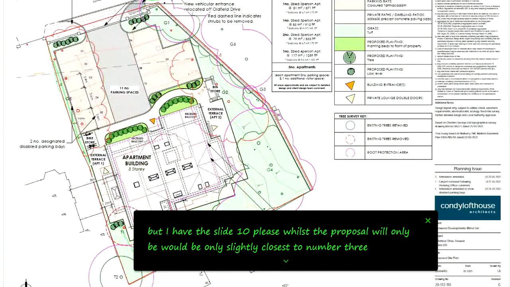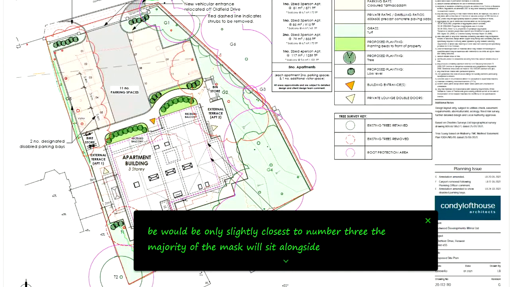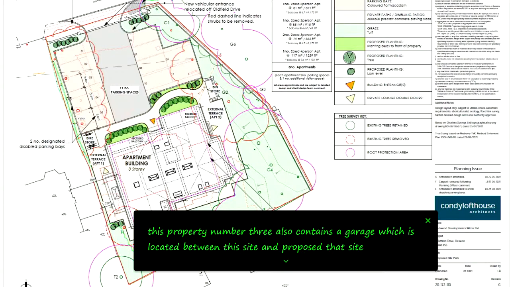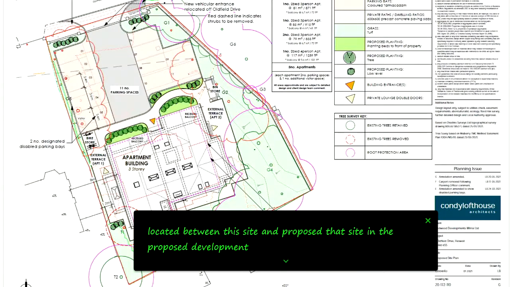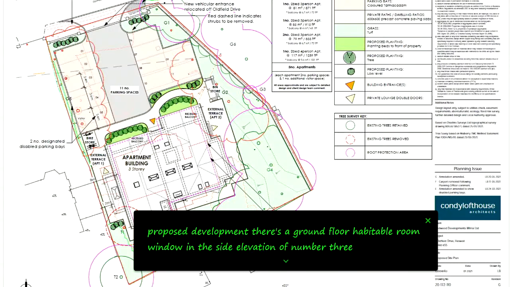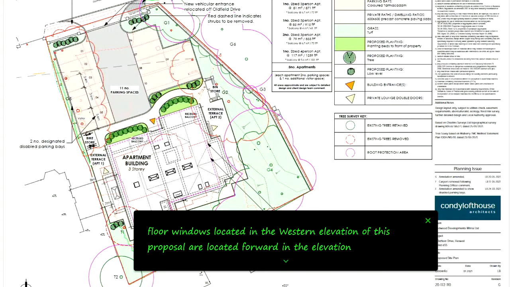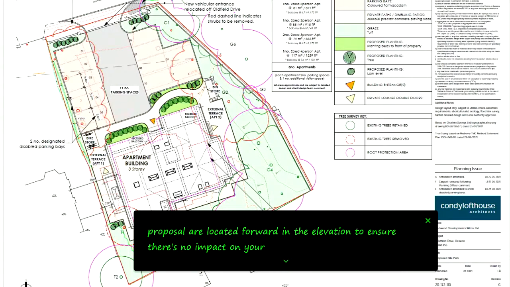Whilst the proposal will be only slightly closer to number 3, the majority of the mass will sit alongside the side elevation of this property. Number 3 also contains a garage which is located between this site and the proposed development. There's a ground floor habitable room window in the side elevation of number 3, and the first floor windows in the western elevation of this proposal are located forward in the elevation to ensure there's no impact on the occupiers of number 3 through overlooking and loss of privacy. Could I have slide 12, please?